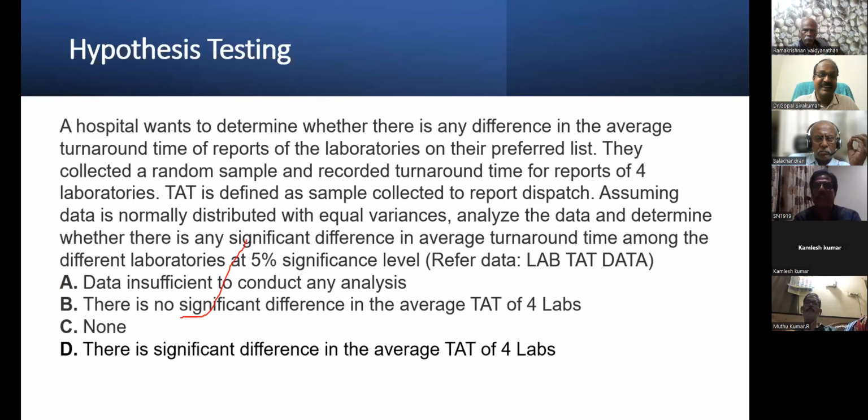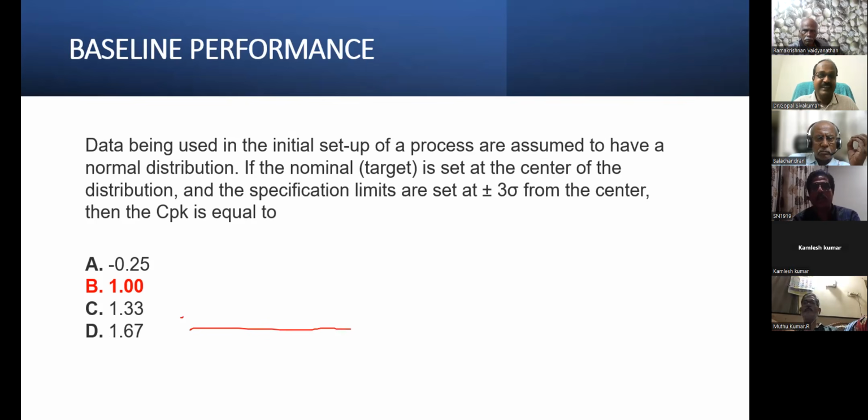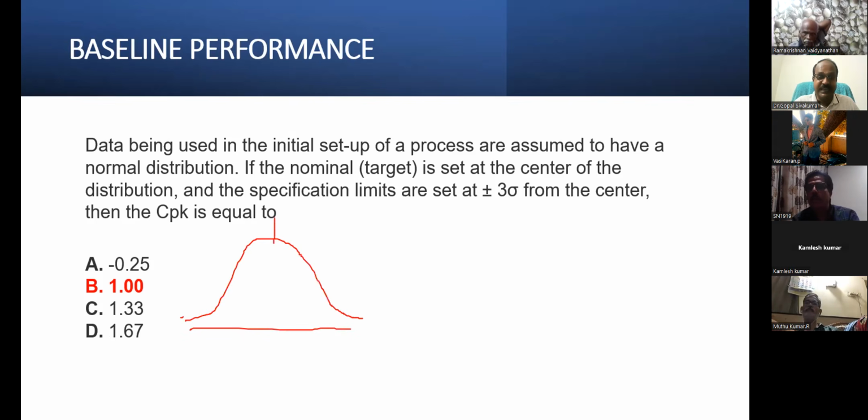Actually, the specification limit and the control limit both are overlapping. There is a normal distribution. And the mean is at the target, they have told, right? Your mean is at the center. And now your upper specification limit is at 3 sigma distance, they told. That means this is also the upper control limit. Your lower specification limit is here, and that is also the lower control limit. If this is the scenario, what will be the CPK under the situation?